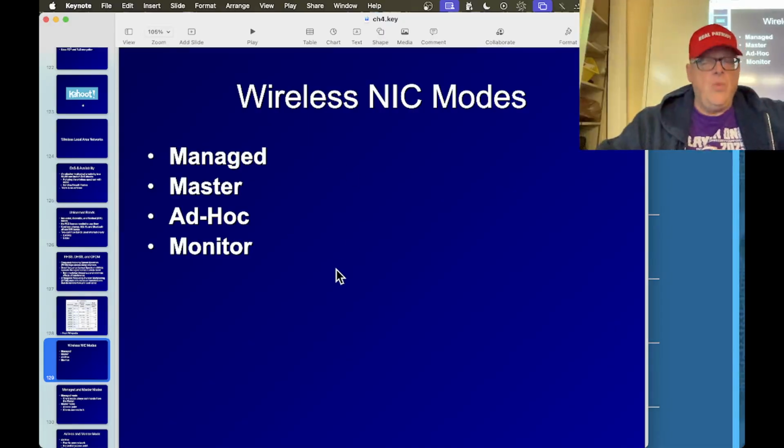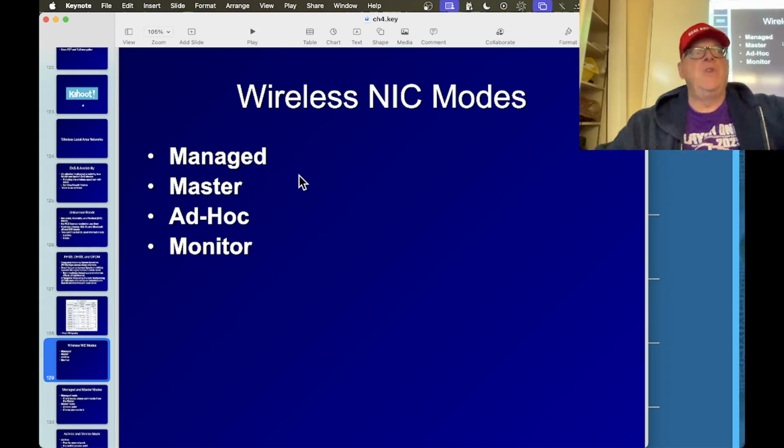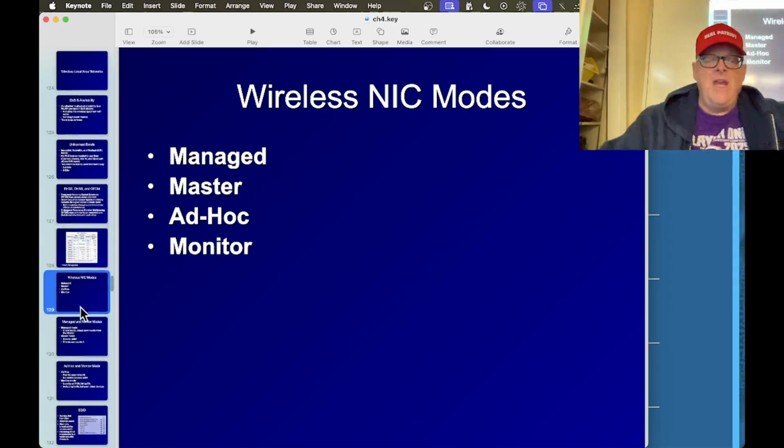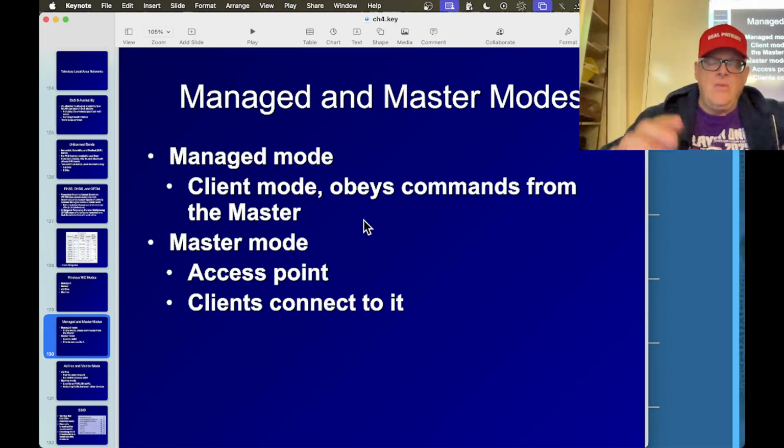So there's 4 modes of a wireless network card. Normally, the only one you use is the managed mode, where the card connects to an access point and the access point tells it what to do. That's normally the only one you use. These others are only used in special cases. So managed mode is the normal one. Your card is a client.